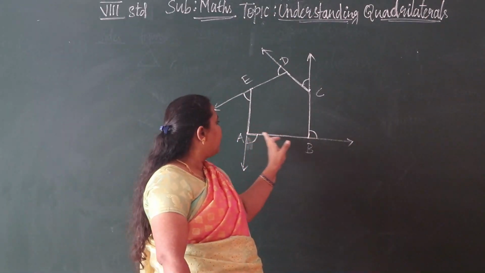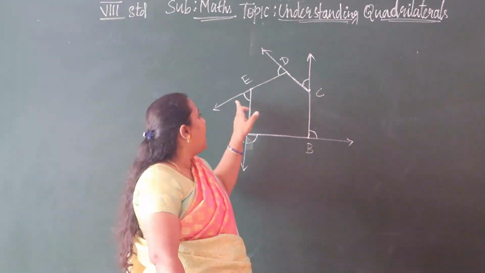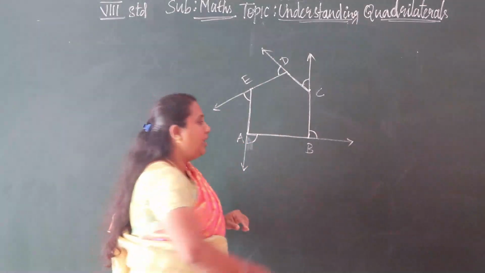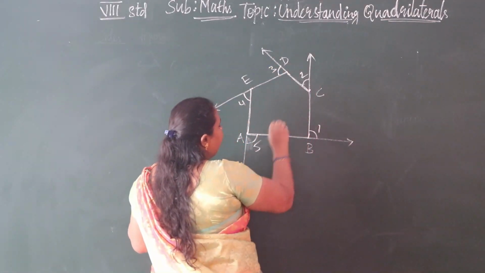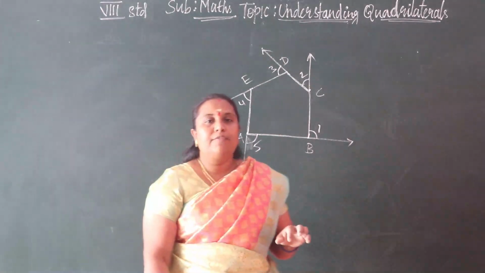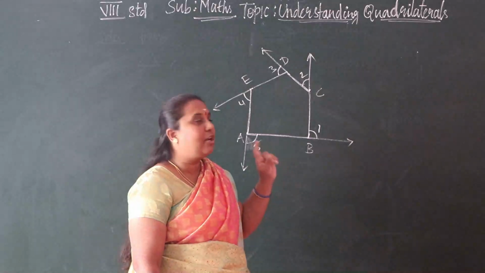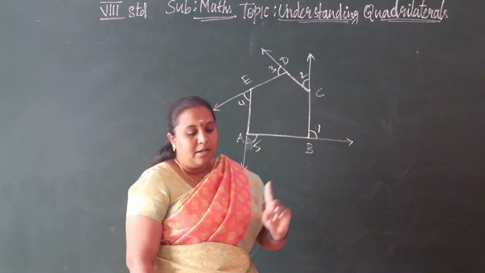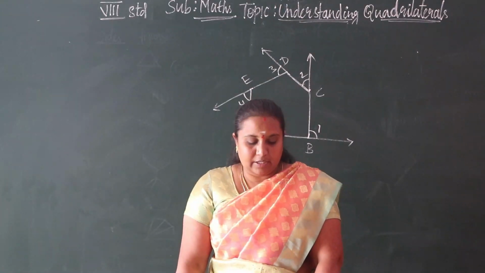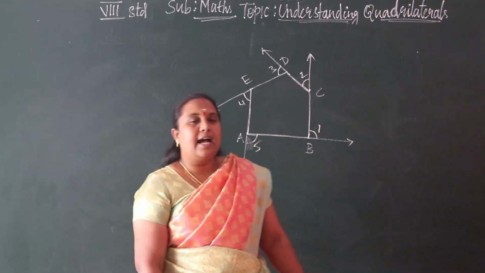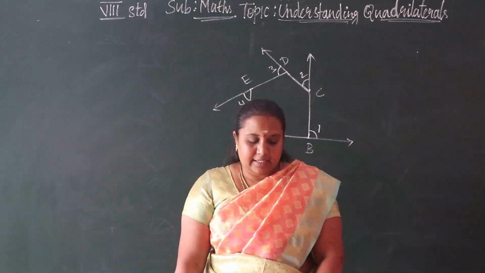Here again, we started now. So this is angle 1, angle 2, angle 3, angle 4 and angle 5. The measure of angle 1 plus measure of angle 2 plus measure of angle 3 plus measure of angle 4 plus measure of angle 5 equals 360 degrees. Therefore, the sum of all these angles equals 360 degrees.